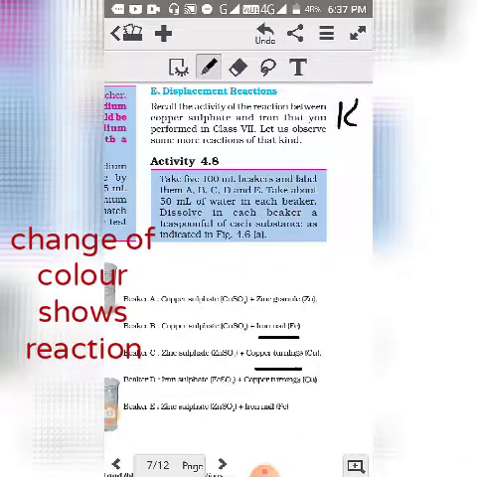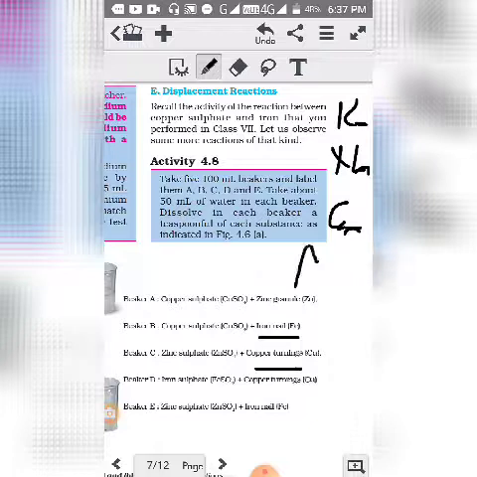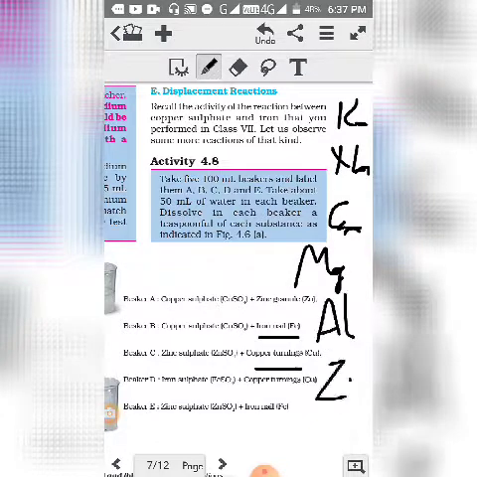potassium, sodium, calcium, magnesium, aluminum, zinc. There are other metals, so you can Google it and you will see which metals are more reactive.